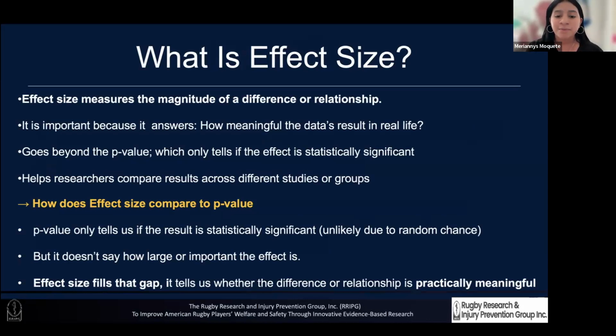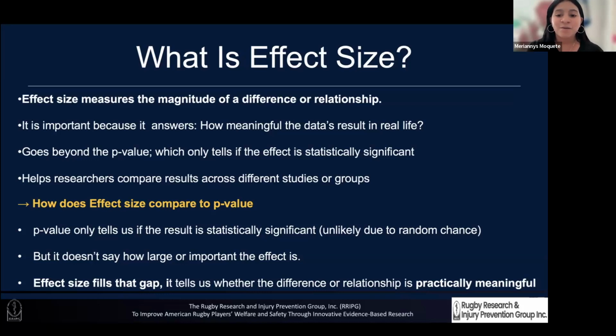Let's compare it to the p-value. A p-value tells you whether your result is likely due to chance. In other words, whether it's statistically significant, but it doesn't tell you how important or impactful the result really is. That's where effect size fills the gap.